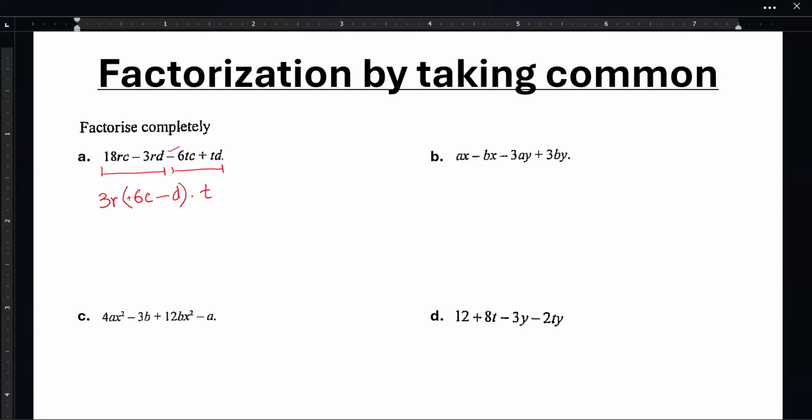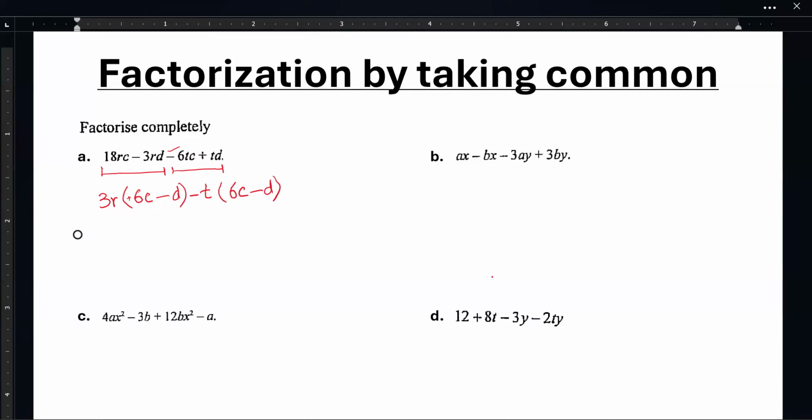Common means I will take minus common here. When I take minus common, what happens? Every sign is going to be changed inside the bracket. So it's going to be 6C, not minus 6C. And here we have plus TB. I have taken out T as common, so it's not going to be plus T. It's going to be minus T.